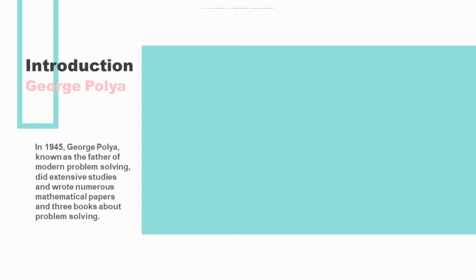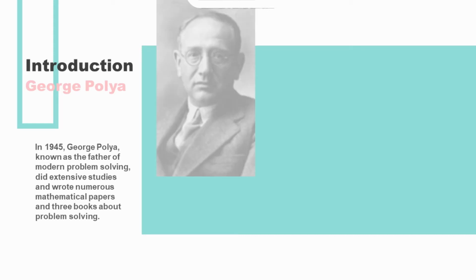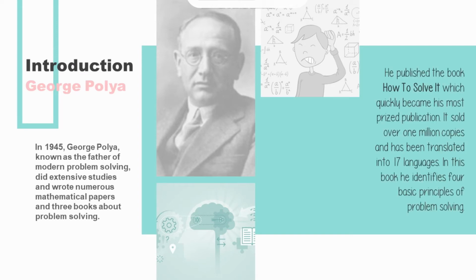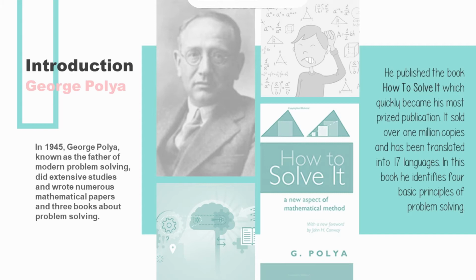Introduction. George Polya. In 1945, George Polya, known as the father of modern problem solving, did extensive studies and wrote numerous mathematical papers and 3 books about problem solving. He published the book How to Solve It, which quickly became his most prized publication. It sold over 1 million copies and has been translated into 17 languages. In this book, he identifies 4 basic principles of problem solving.